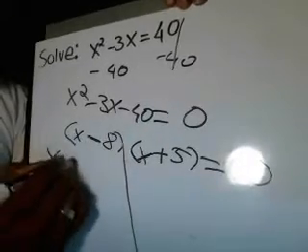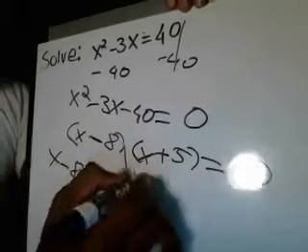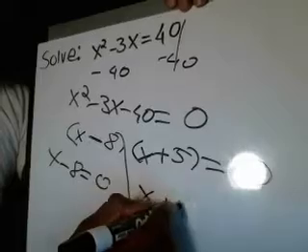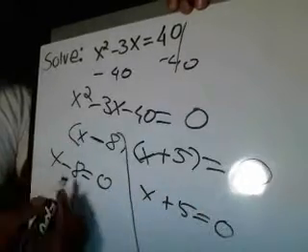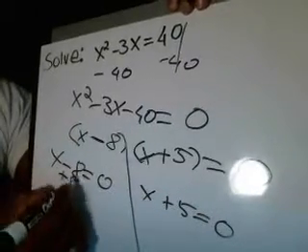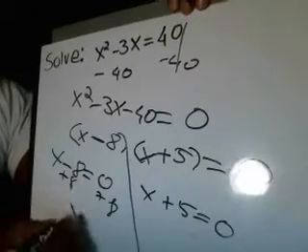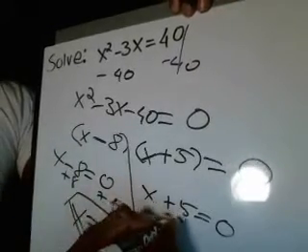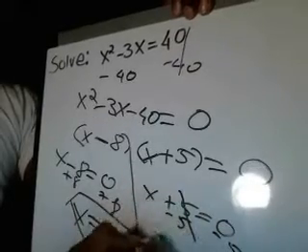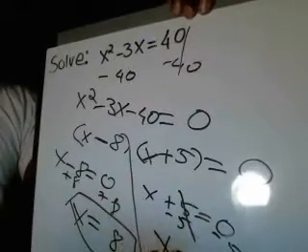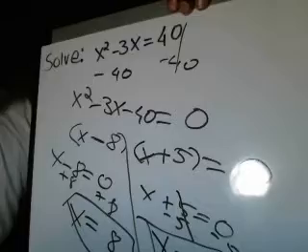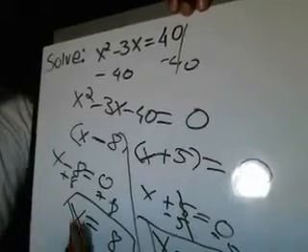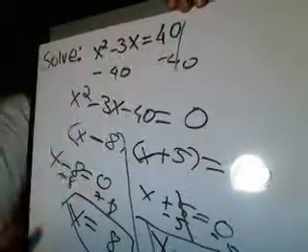Anyway, so now next step is going to make each of these sides equal to 0. So you have x minus 8 equals 0, or x plus 5 is equal to 0. And you already know algebra, you add 8, x is equal to 8 on this side, and minus 5, x is equal to minus 5 on this side. And there goes your answer. These are the 2 points in which this equation is equal to 0.